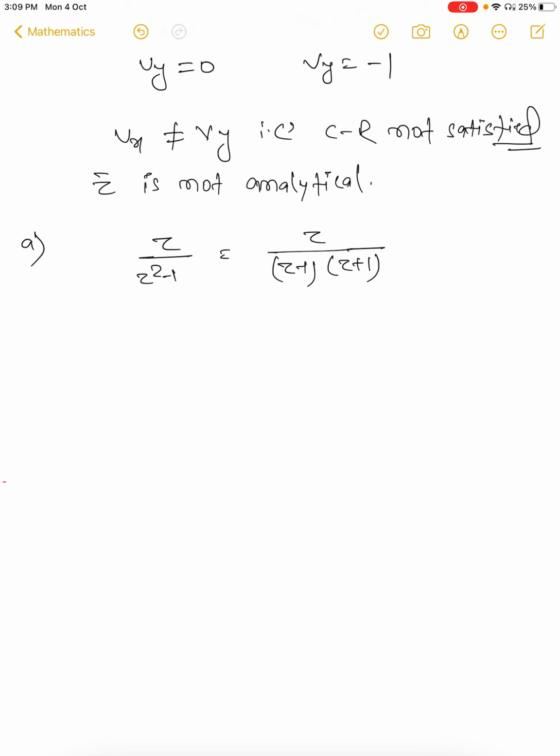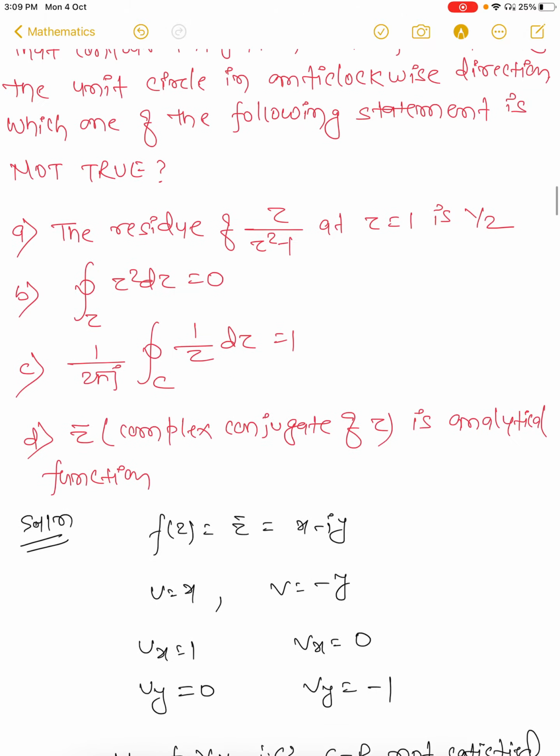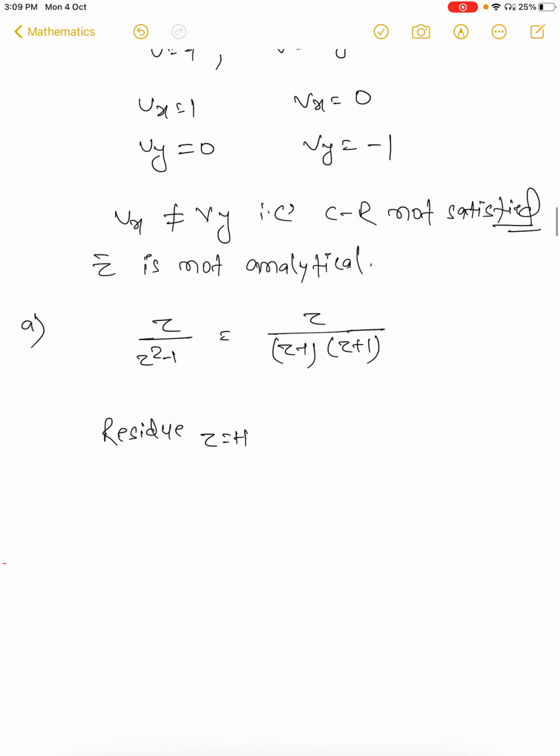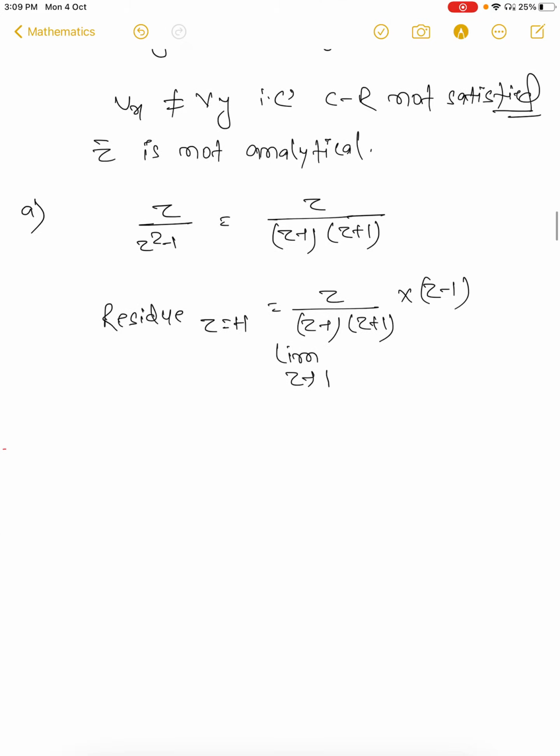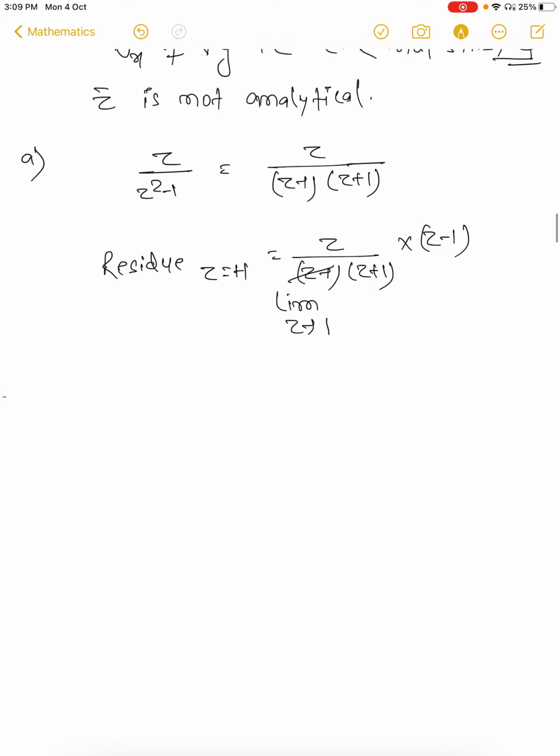It means we have to multiply by z minus 1 and take the limit as z tends to 1. So z upon (z minus 1)(z plus 1) multiplied by (z minus 1), limit z tends to 1. This factor cancels out, and then it will be 1 by 2.